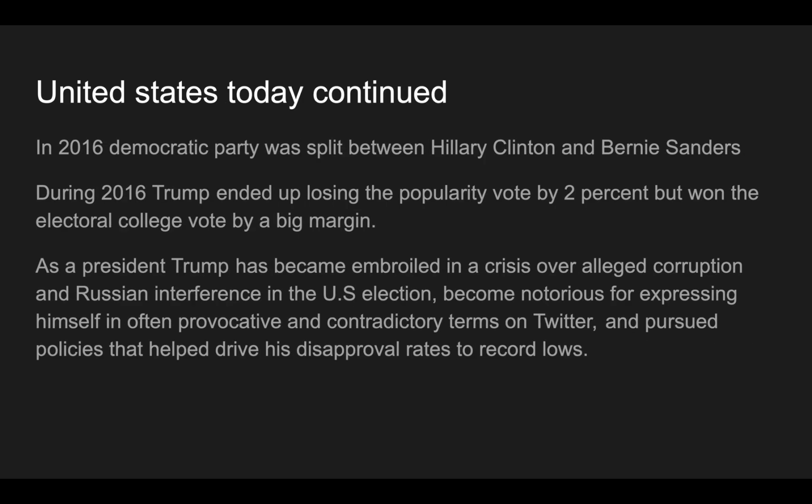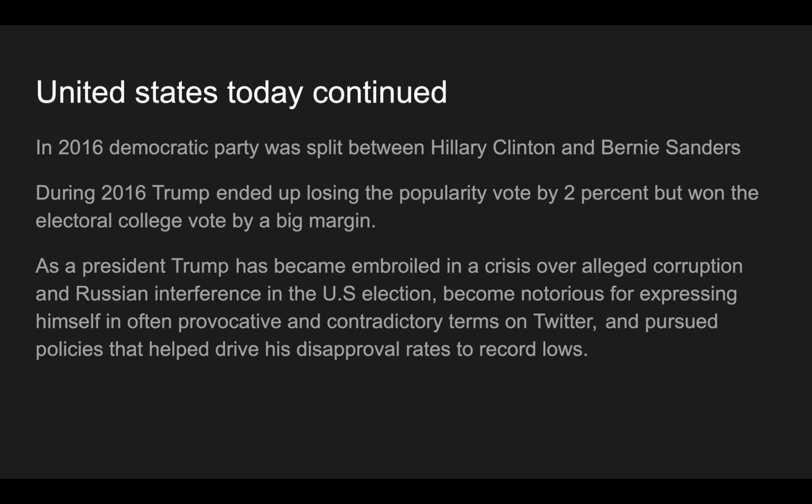Continuing on to 2016, the Democratic Party was split between Hillary Clinton and Bernie Sanders. During 2016, we also had, on the Republican side, Donald Trump. He actually ended up losing the popular vote by 2%, but won the Electoral College vote by a large margin. It was like 80 something. I don't remember the exact number off the top of my head.